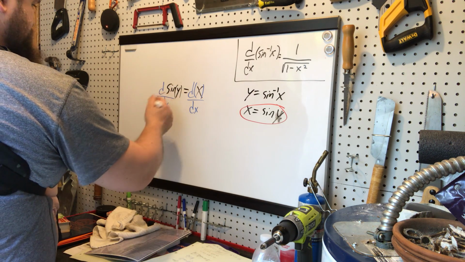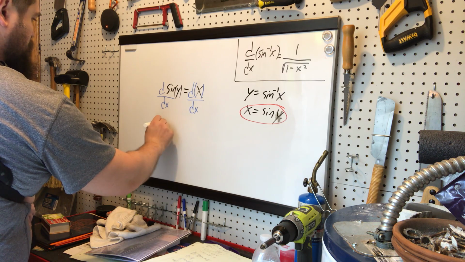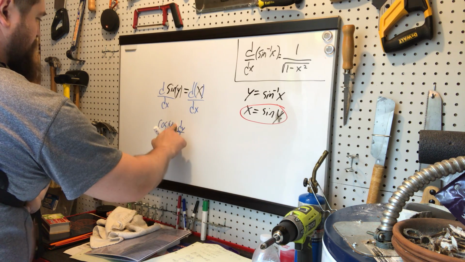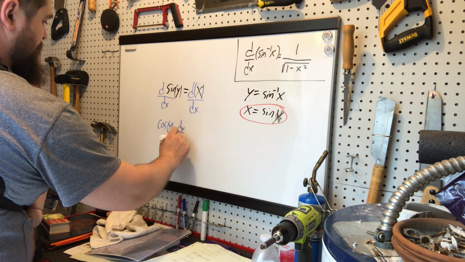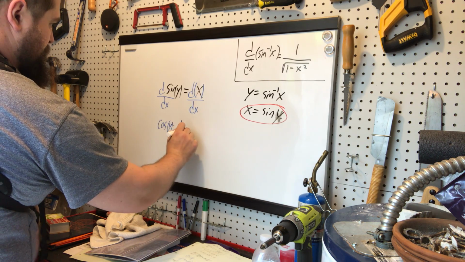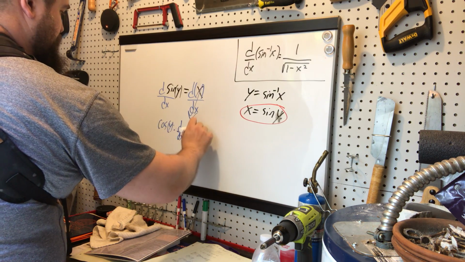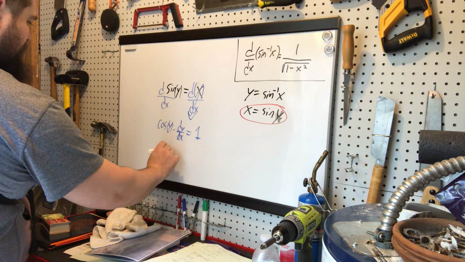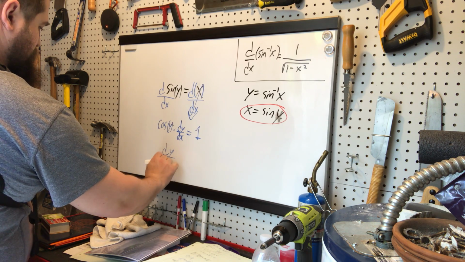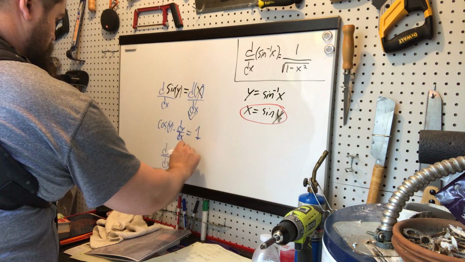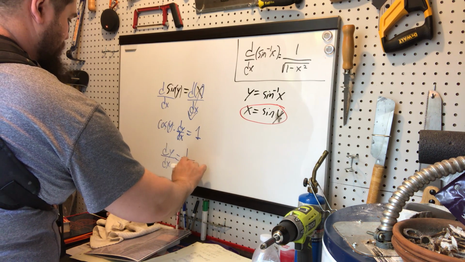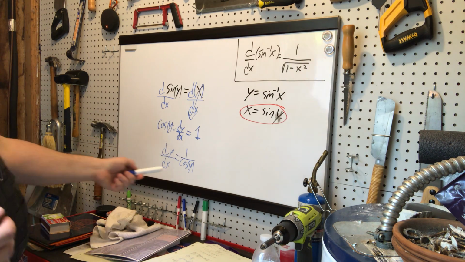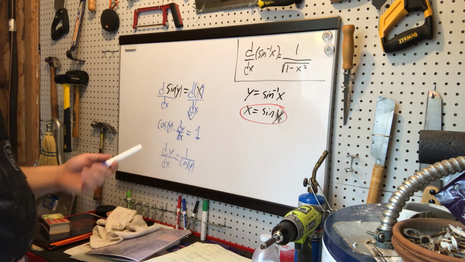Alright? So you get sine of y, and you end up with cosine of y times dy over dx. That's equal to, of course, the derivative of x, which comes down to 1. Alright, and you're good. And then you divide both sides. So you get dy over dx is equal to 1 over cosine of y. Alright, so we're there, and we got something cool. But this is not our answer, and here's the reason why.